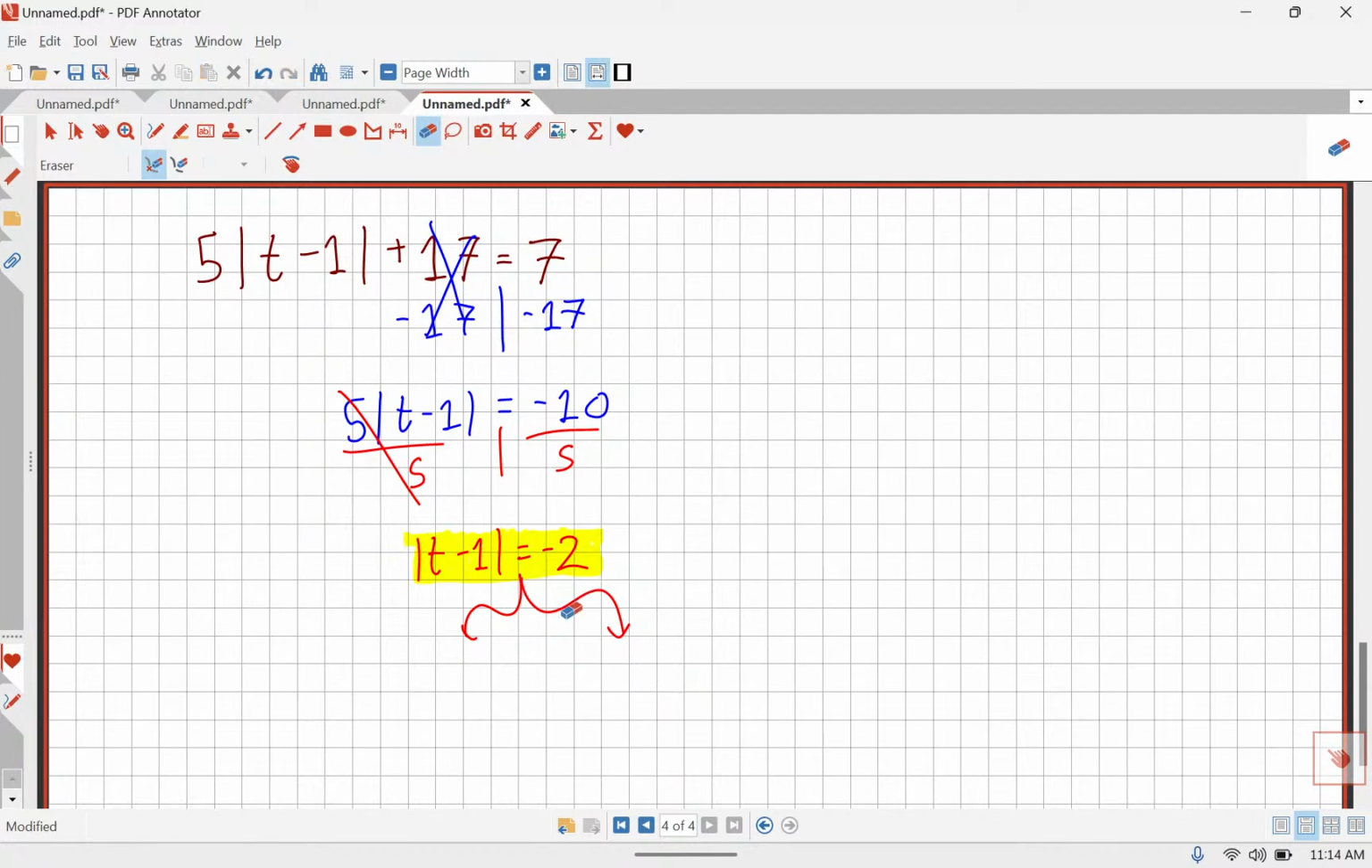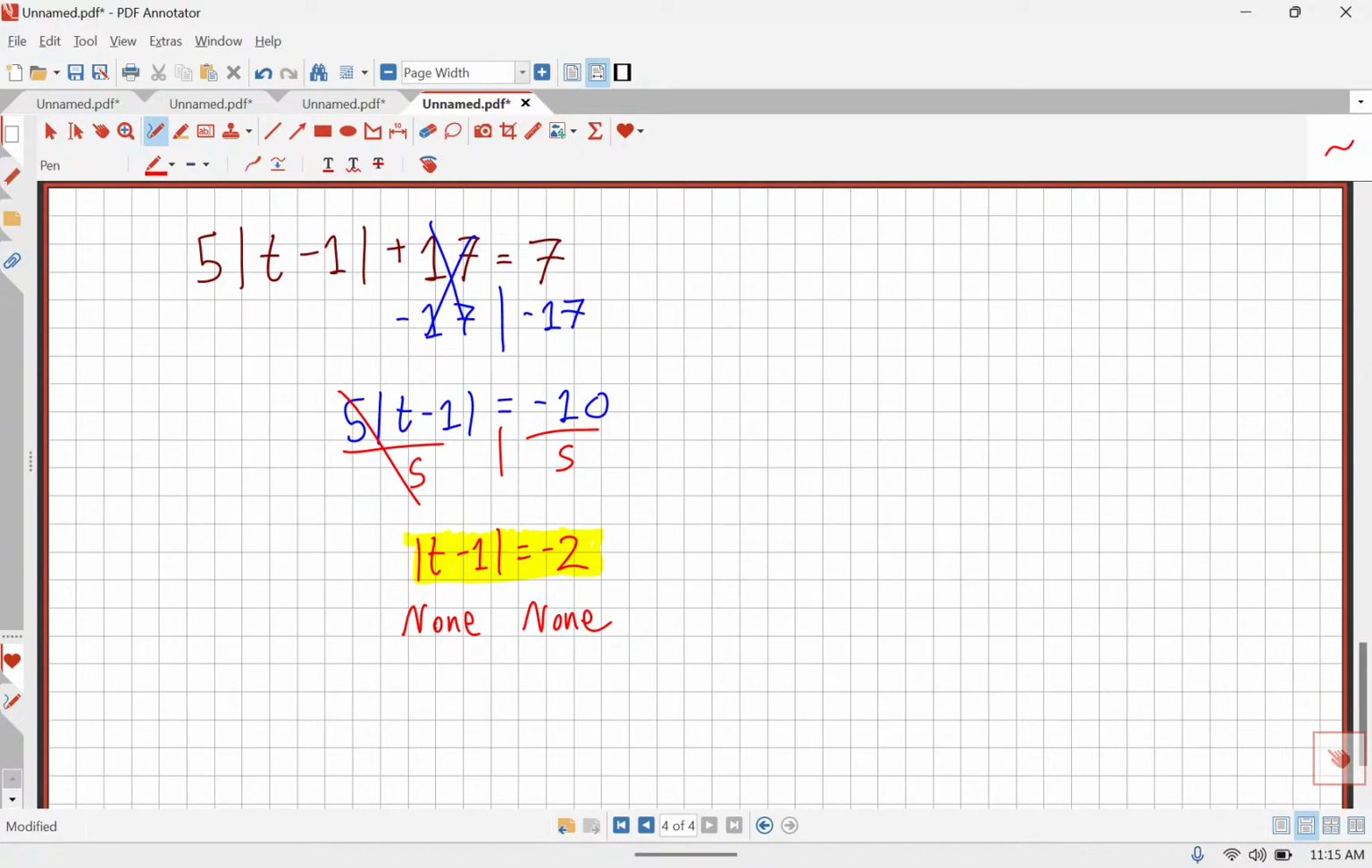Did anybody who fell for my trap initially figure out why this matters? Did someone who fell for it and thought that this had the solutions 3 and negative 1 know why those are not going to work after all? Jonathan. The absolute value of a number can never be negative. This says the absolute value of something is negative 2. The absolute value of what is negative 2? Nothing. So in both blanks, you'd write none.